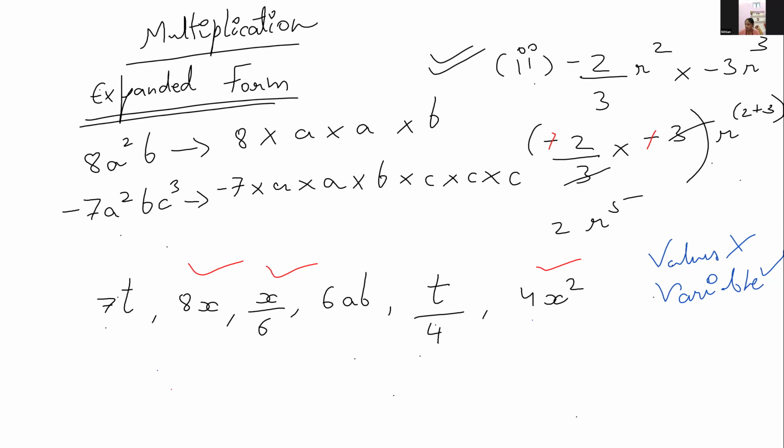Okay. So 70 and t by 4 are the like terms. And what will be the unlike terms here? 6ab, 680. Yes, 680 will be my unlike term. Okay, so this is how we check. About the square part, I'll let you know.